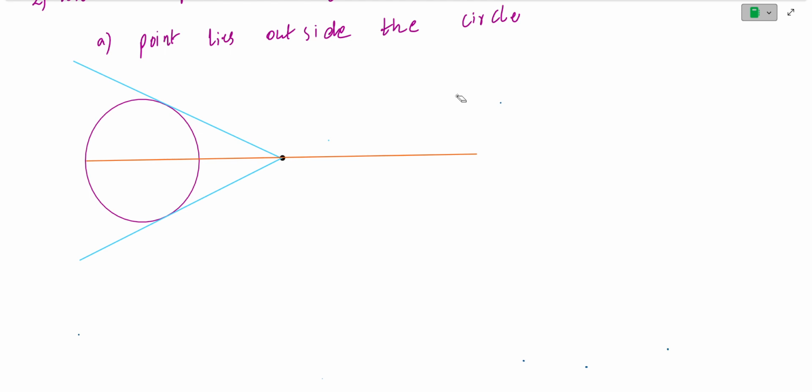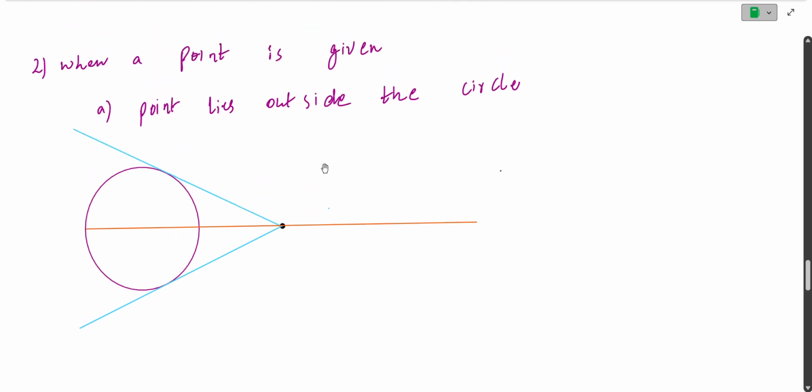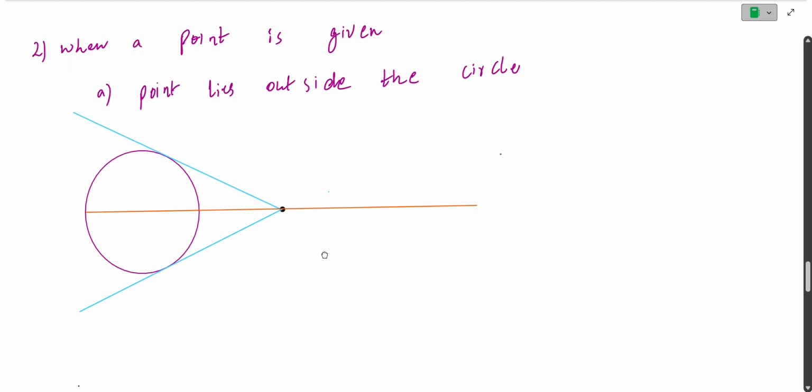So in this video we are going to discuss the equation of the tangent to the circle when a point is given. As we know, the position of a point with respect to a circle can be of three cases: the point can lie outside the circle, on the circle, or inside the circle.